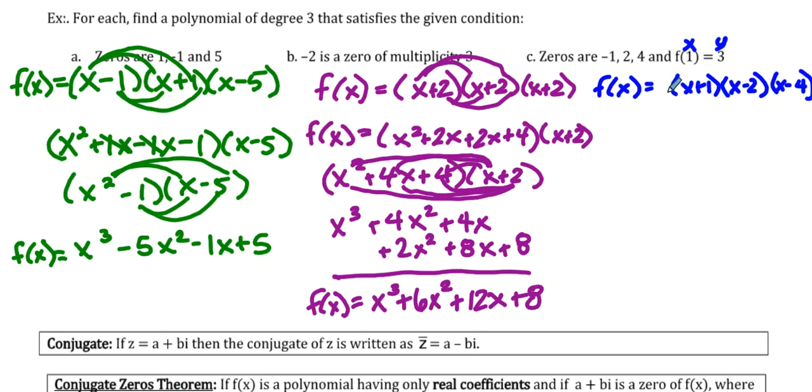What's missing is an a value right here that would make this statement true. So I'm going to plug in 1 for my x's, plug 3 in for my y, and see if I can solve for that a value. So 3 is my y, I don't know a, and I'm putting 1 in for all of my x's. So 1 plus 1, 1 minus 2, 1 minus 4.